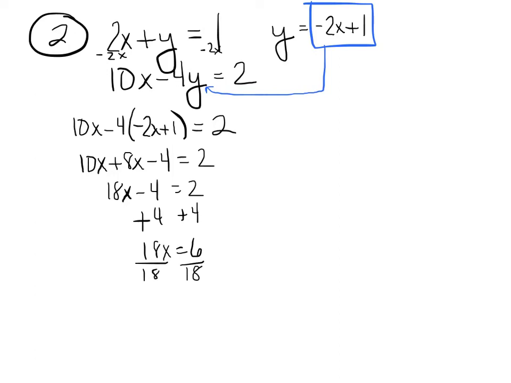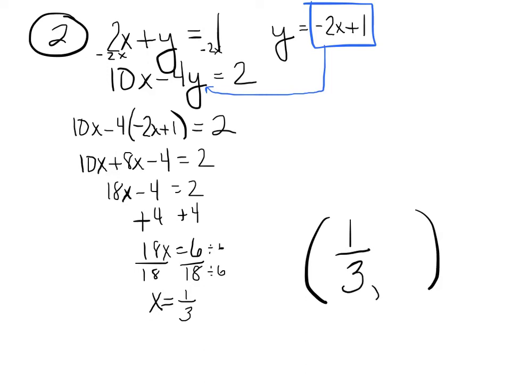People are like, oh, 18 divided by 6 is 3. No. This is 6/18. 6/18 have a common factor of 6. So that becomes 1/3. So my x value is 1/3. I now take that 1/3 and plug it back up here to find y.